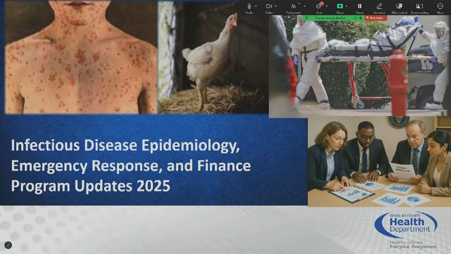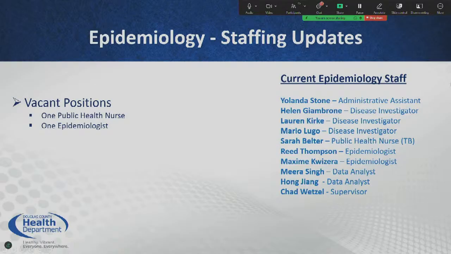Okay, so my division, though, infectious disease epidemiology, emergency preparedness, finance, and everything else that falls under being deputy health director. So we'll just get started here. We're going to start with the Office of Infectious Disease Epidemiology. I think it's been pretty impressive that in the time that I have been with the health department, we've grown this section from 6 people to 12. You can see all of our amazing epidemiologists, our disease investigators, our administrative assistant, and our supervisor, Chad Wetzel. He's actually here with us today.